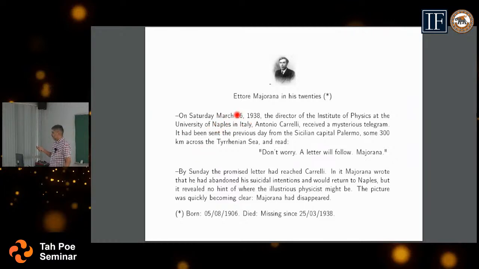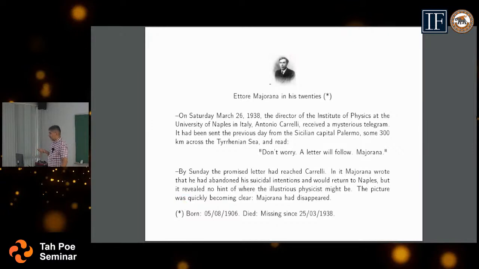On this date, March 26, 1938, the director of the Institute of Physics at the University of Napoli, this is Naples in Italy, Antonio Carrelli, received a mysterious telegram. That telegram was sent from Palermo, in Sicily, an island 300 kilometers away in the Tyrrhenian Sea. In this telegram, he could read, "Don't worry, a letter will follow, Majorana."